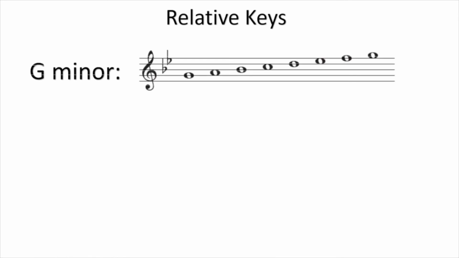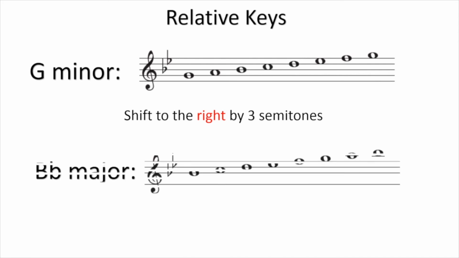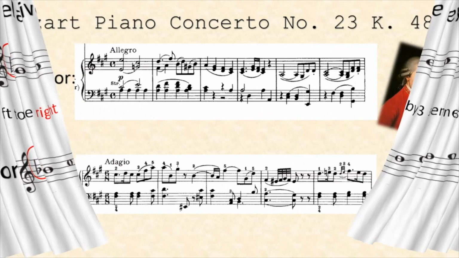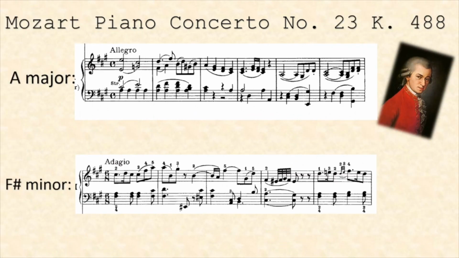What is the relative key for G minor? In this case, since you're going from minor to major, you shift to the right by 3 semitones, or a minor third, and you have B flat major. Again, you do not change anything about the key signature. So B flat major is the relative key of G minor, or G minor is a relative key of B flat major. Let's listen to some real music examples of relative keys.